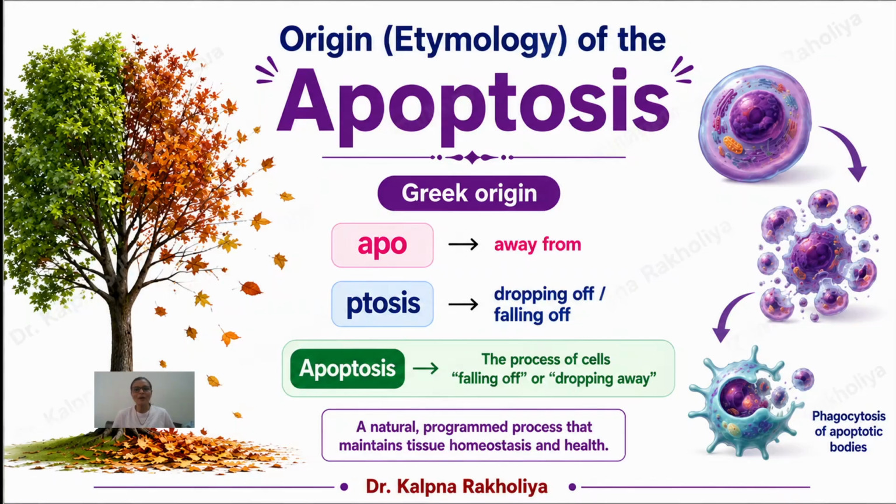So basically apoptosis originates from the Greek word. Apo means away from, and tosis means dropping off or falling off. You can see here it's just like how a plant leaves the leaves from the tree. In the same way, a cell also dies after a certain period of time. So it is a natural programmed process that maintains tissue homeostasis and health.